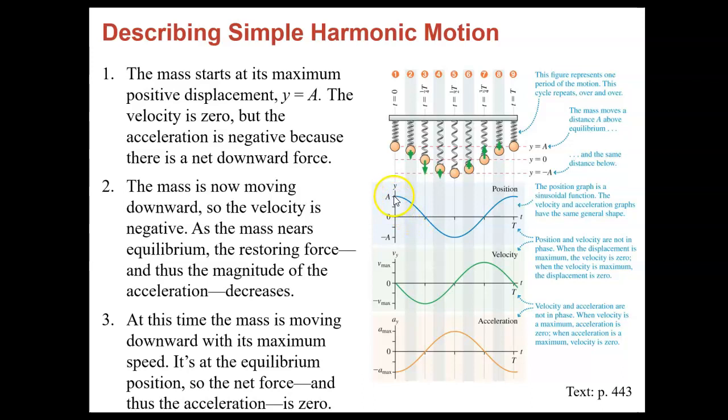The position graph starts with a crest, the top part of a wave. The velocity versus time graph just shifts this whole graph over a quarter of a wave to get there. The acceleration does the exact same thing. It shifts the graph over another quarter of a wave, another quarter of an oscillation.